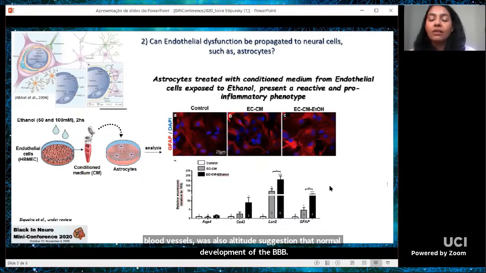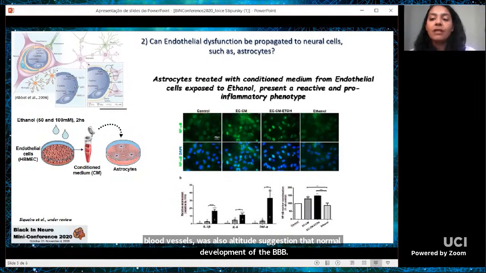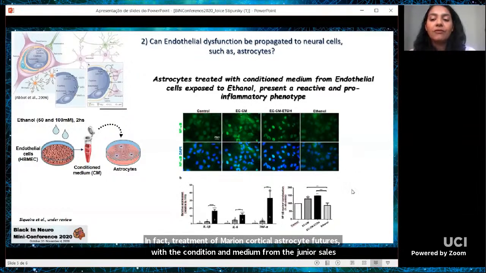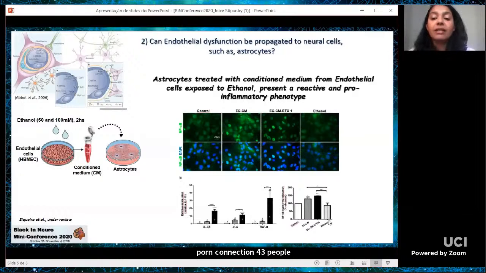And also, in the same context, we observed induction of the expression of pro-inflammatory cytokines such as IL-1 beta, IL-6, and TNF-alpha, and also activation and nuclear translocation of the NF-kappa B transcription factor. Astrocytes treated with a conditioned medium from untreated endothelial cells did not provide the same response. So, these results suggest that endothelial cells exposed to ethanol possibly induce an astrocytic reactive and pro-inflammatory phenotype.